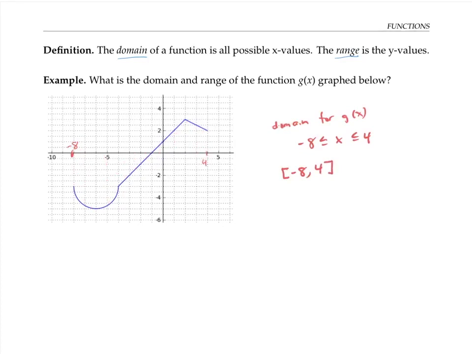To find the range of the function, we look for the y values corresponding to points on this graph. We can do that by taking the shadow or projection of the graph onto the y-axis. We seem to be hitting all y values from -5 up through 3, so our range is y's between -5 and 3, or in interval notation, [-5, 3] with square brackets.